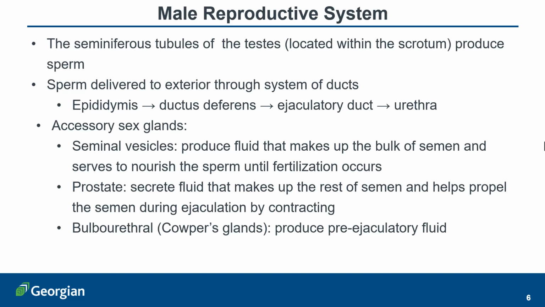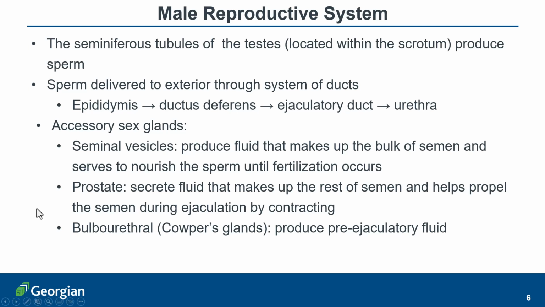And remember, we have secretions from the seminal vesicles coming through the ejaculatory duct as well, which makes up the bulk of the semen, and then some secretions from the prostate itself and some from the bulbourethral glands. All that will be ultimately delivered into the urethra. Just to reiterate, the seminal vesicles produce the fluid that makes up the bulk of the semen and serves to nourish the sperm until fertilization occurs, kind of similar with the prostate as well, but the prostate also has a separate function of contracting and propelling the semen during ejaculation.